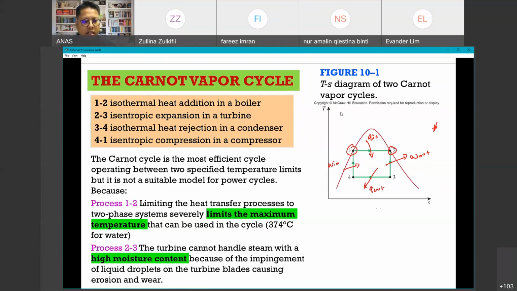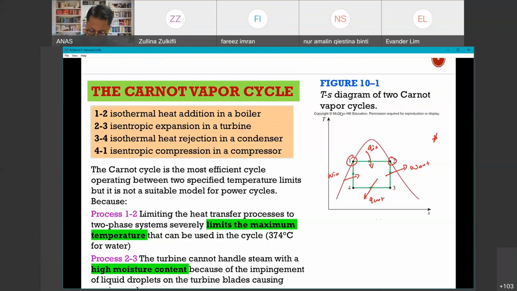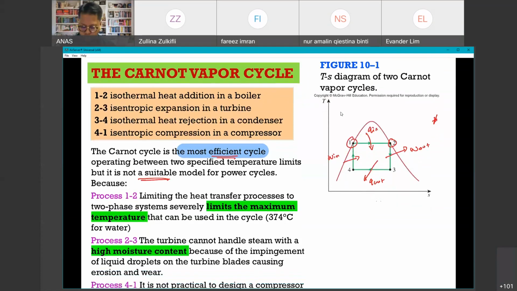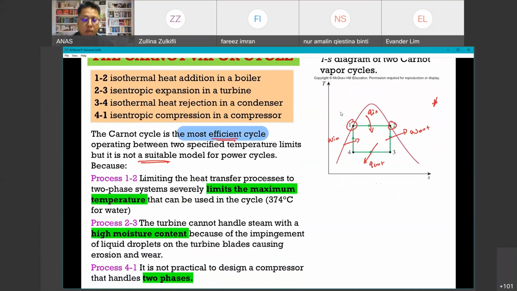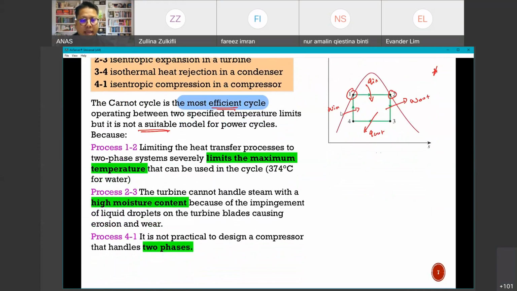So some notes over here. We understand that the Carnot cycle is the most efficient cycle. I'm going to highlight here: the most efficient cycle operating between 2 specified temperature limits, but it is not suitable. So the keywords here: the most efficient, but it is not a suitable model, for a few reasons. So why is the Carnot cycle something that we can learn? It can be used to get the most efficiency. For example, if you want to know the limit of our cycle, we can use this. But in real life, it's not possible, for 3 reasons.